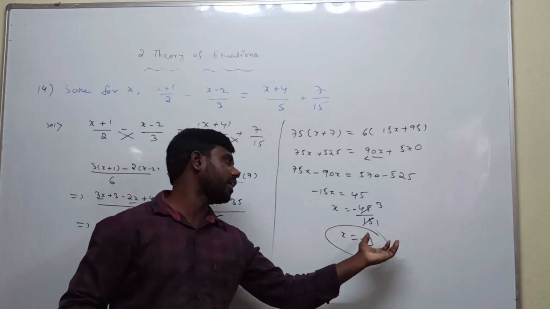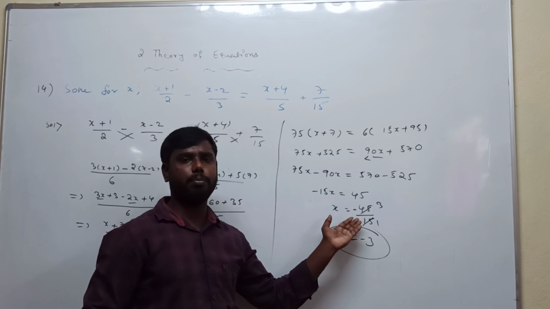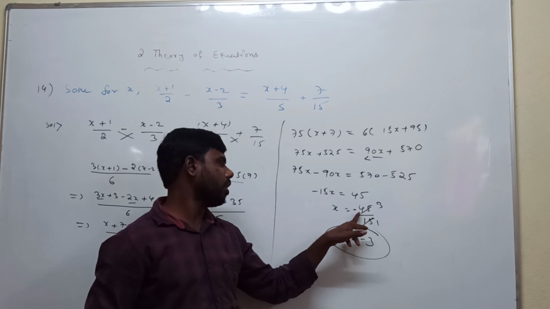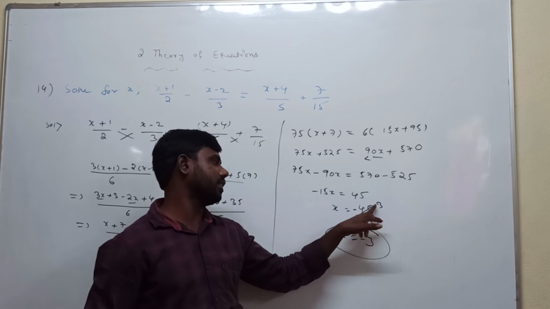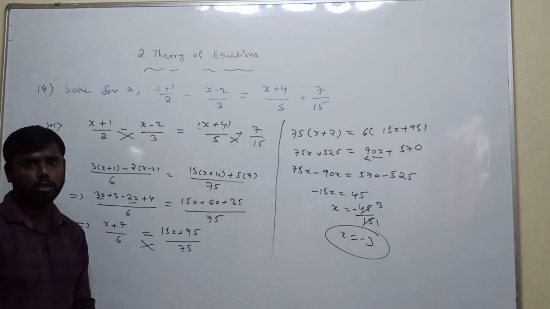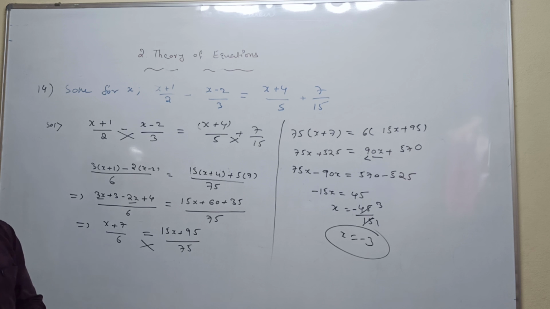Minus 15 is the denominator; the minus sign in the numerator or denominator does not change the value. So 45 by minus 15 is minus 3. Finally we get the answer: x is equal to minus 3. Did you understand how to solve the given equation? Finally we get the x value.